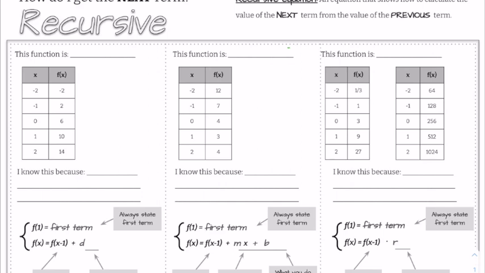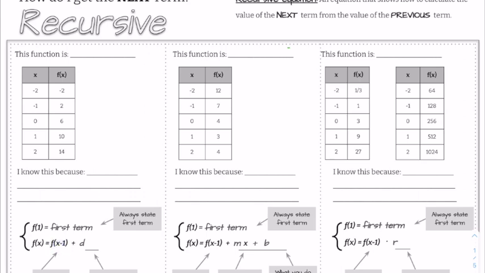I wanted to go over with you recursive and explicit equations for our three functions that we've been looking at. Now, when we're looking at a recursive equation, remember that our recursive equation tells us the next value from the previous term. That's what this notation means here. This is the next term, the previous term.